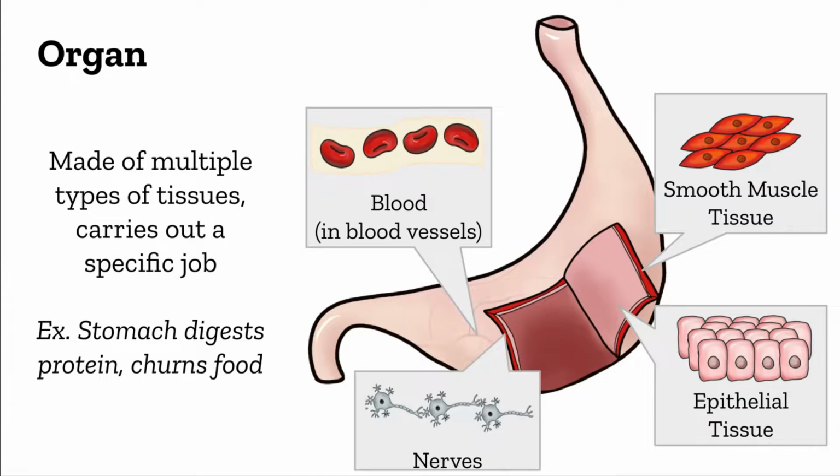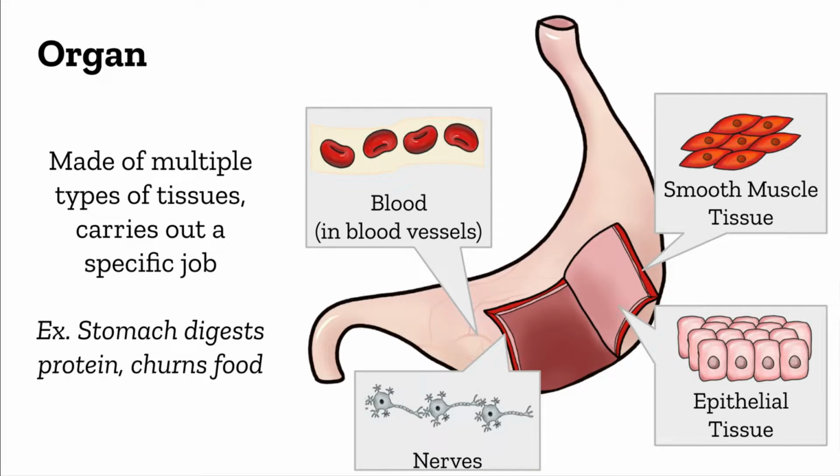Now, in order to create an organ like the stomach that we see here, different kinds of tissues have to work together to carry out a specific job as the overall organ. And this requires three or more types of tissues to work together. In this example, the stomach digests protein and churns the food up. And this is done by using all four types of our tissues. Smooth muscle tissue helps the stomach move and allows the food to be pushed through the stomach. Epithelial tissue lines the inside of the stomach and secretes mucus to help protect it from being damaged by the acid and enzymes that are inside the stomach itself.